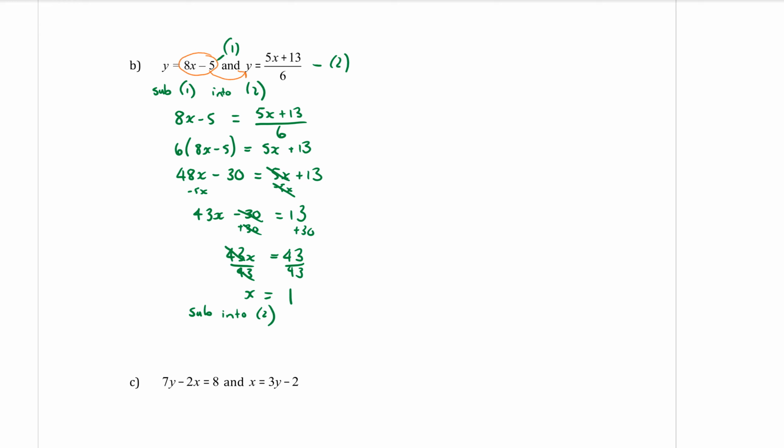So y equals 5 times 1 plus 13 over 6. You could type that in your calculator. That's 5 plus 13 is 18 over 6 gives you 3. Is it 5 plus or 5 times? It's 5 times 1, which is 5, and then it's 5 plus 13, which is 18. So the solution, remember to write it as a coordinate, please. The x value was 1 and the y value was 3.